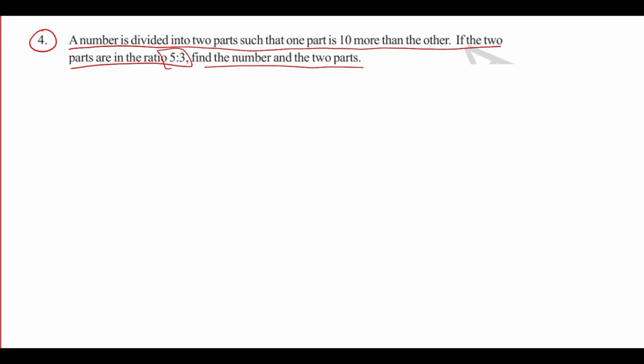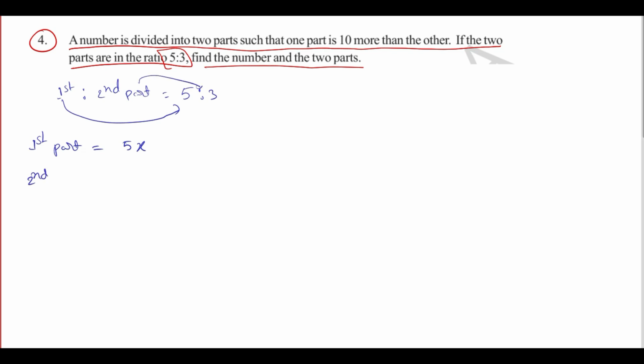Here we are given that a number has been divided into two parts, and those two parts are in the ratio of 5:3. So let us take the first part to the second part. They have given this ratio between the first part and the second part as 5:3, and from this we can assume the first part as a multiple of 5, as 5x, and the second part as a multiple of 3, as 3x. What is the relation between these two parts?